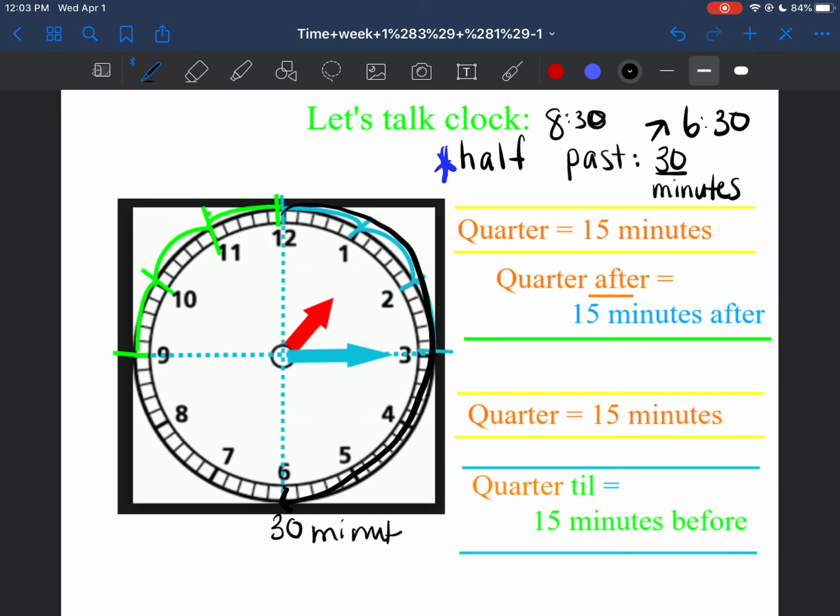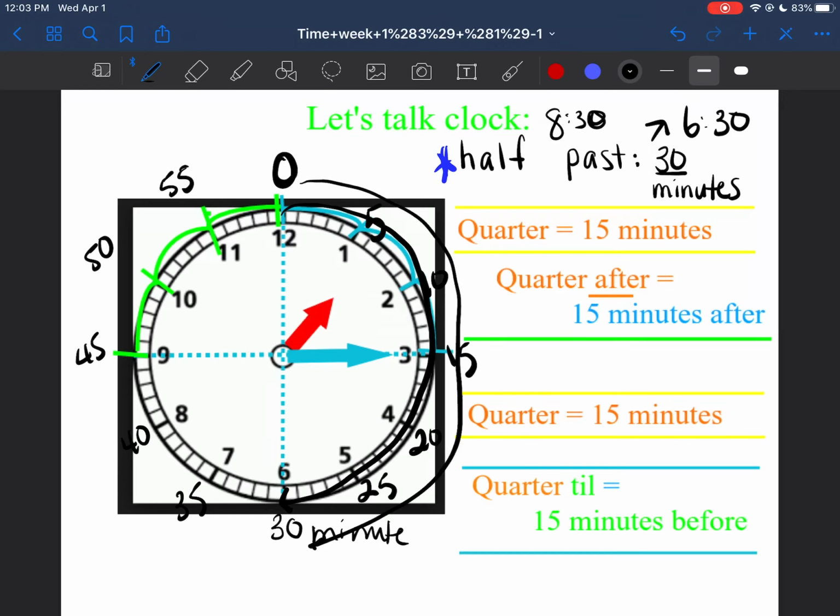Okay? Now, remember yesterday we talked about how we count by 5 minutes when we're at our numbers on our clock. For example, 5, 10, 15, 20, 25, 30. We are now halfway around the clock. 35, 40, 45, 50, 55. And remember, it starts back over at 0 when we reach the 12. So half past, you're halfway around the clock, or you're at the 30-minute mark.